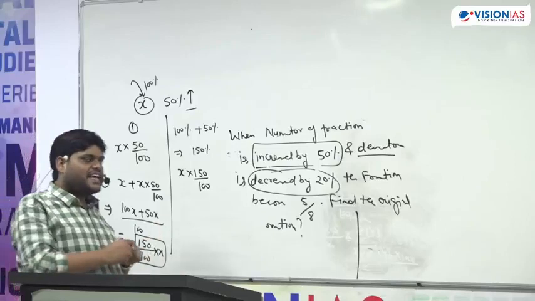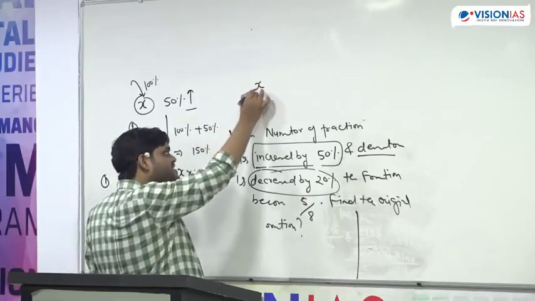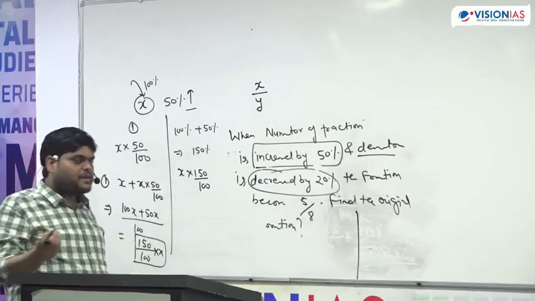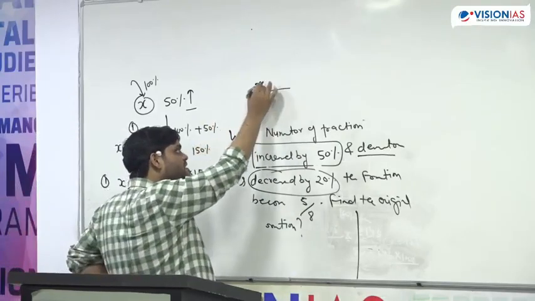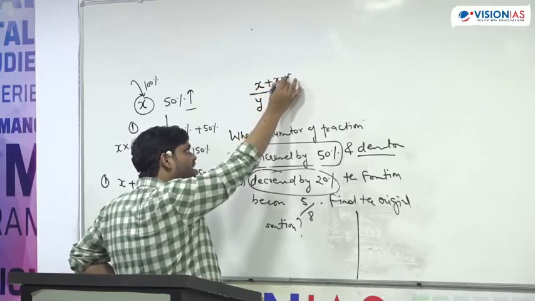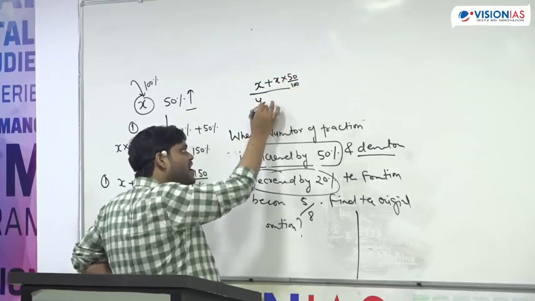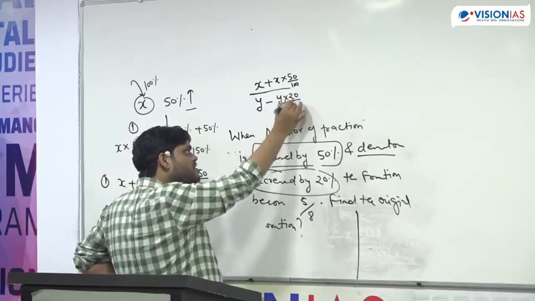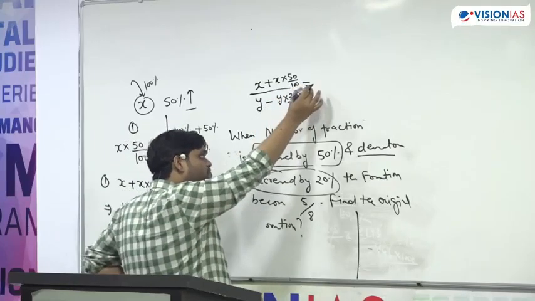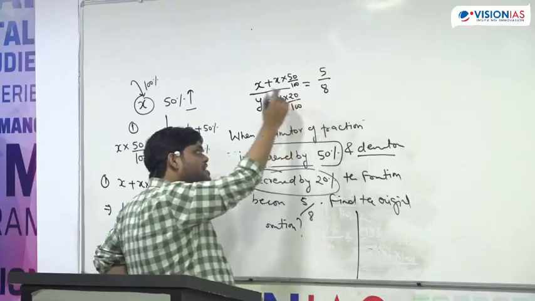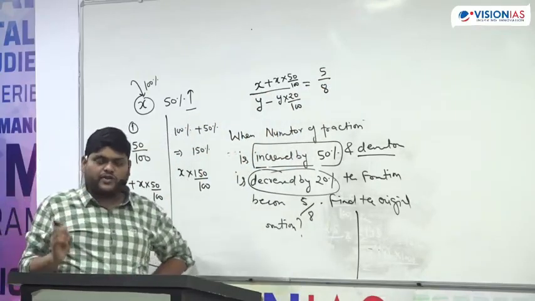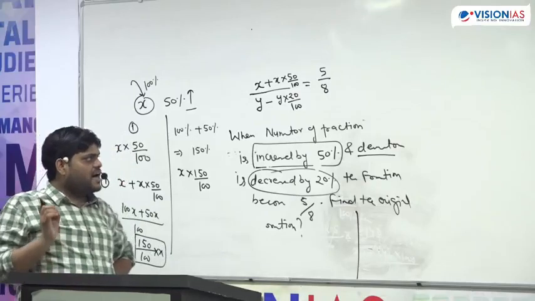That's why I have taken here, suppose the fraction was x upon y. When you increase by 50%, either do it this way, and the denominator is decreased by 20%. Now this becomes 5 upon 8. Now when you solve this, you will get the same thing.